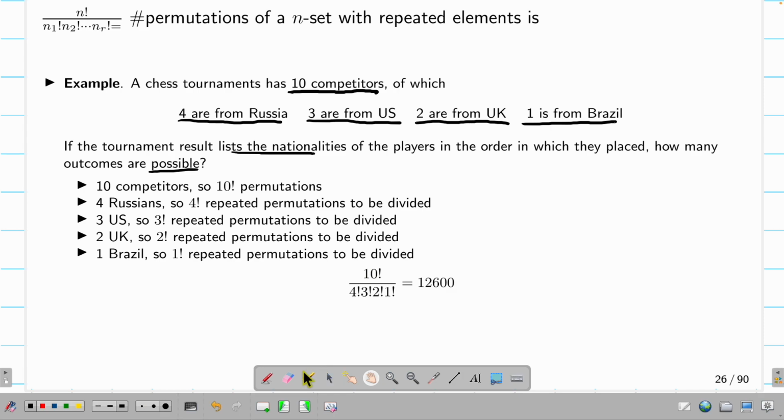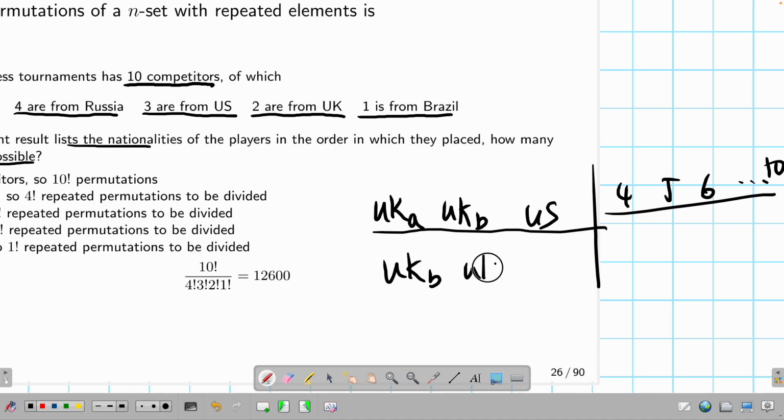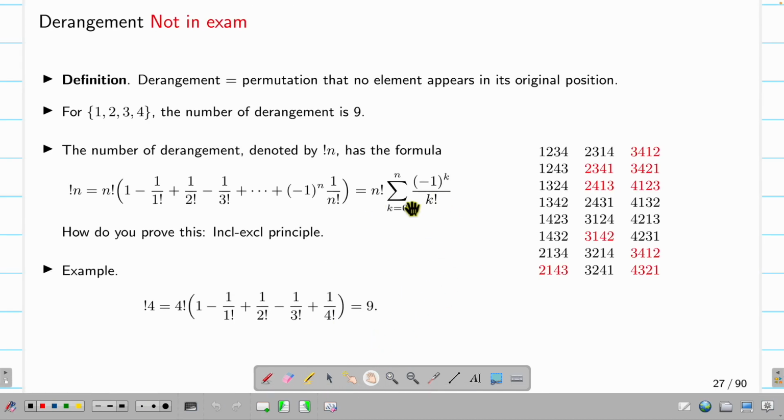Okay? This is saying that, for example, if it is UK, US in the top 3, and so on, then you have the 4th position, 5th position, 6th position, and so on until the 10th position. So if I get this, again, there are 2 from the UK. You don't know if UK A is first or UK B is first, because it's possible UK B gets in before UK A, right? So you have these 2 possibilities, and you double count in this 10 factorial. That's why you have to divide by 2. Okay. And this one is not in the exam.